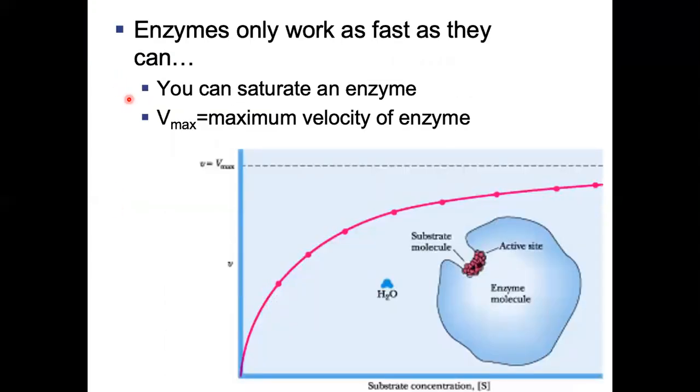Enzymes can only work as fast as they can. You can actually saturate them, right? So enzymes have a maximum velocity. Take a look. This is substrate concentration. This is velocity, so how fast this enzyme is working. You add some substrate, it has a certain plug and chug speed, right? You add more substrate, it plugs and chugs faster. Eventually, it's going to max out. You add so much substrate, it's going as fast as it can to break down that substrate, but it can't go any faster. You've hit the maximum velocity of that enzyme.